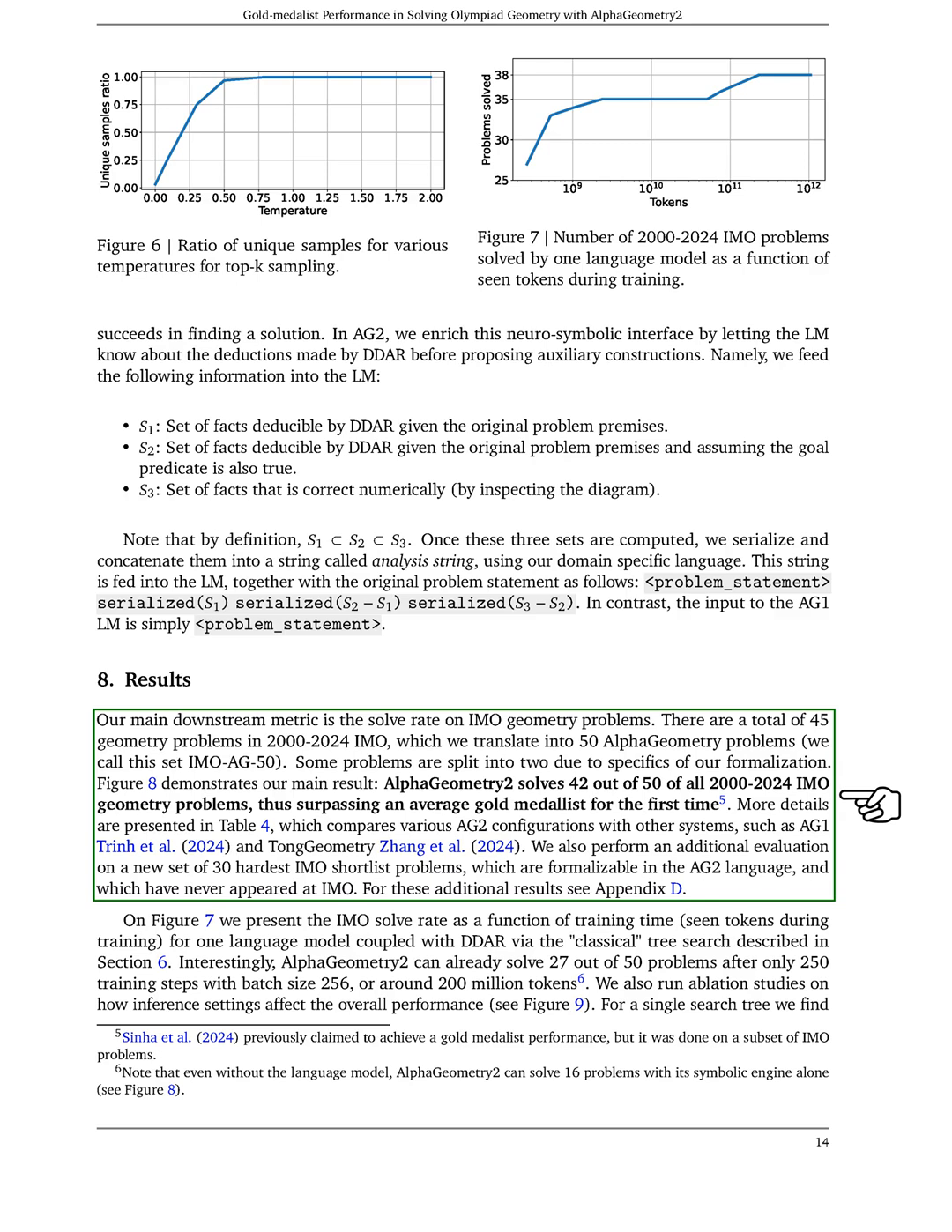Our key finding, illustrated in a figure, shows that AlphaGeometry 2 successfully solves 42 out of the 50 problems, marking a significant achievement as it outperforms an average gold medalist for the first time.